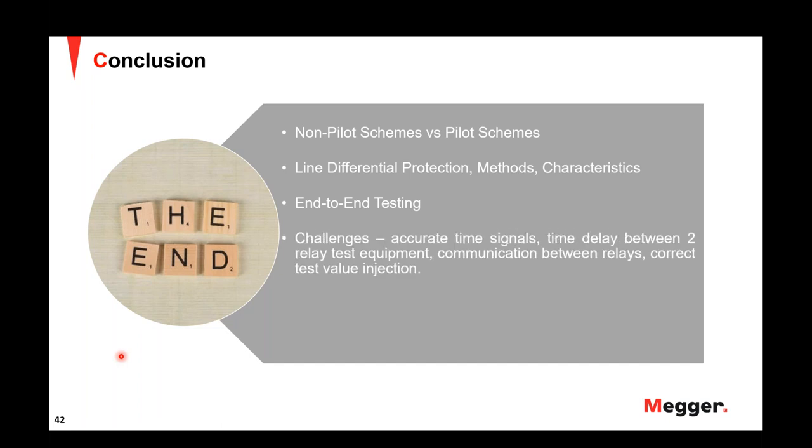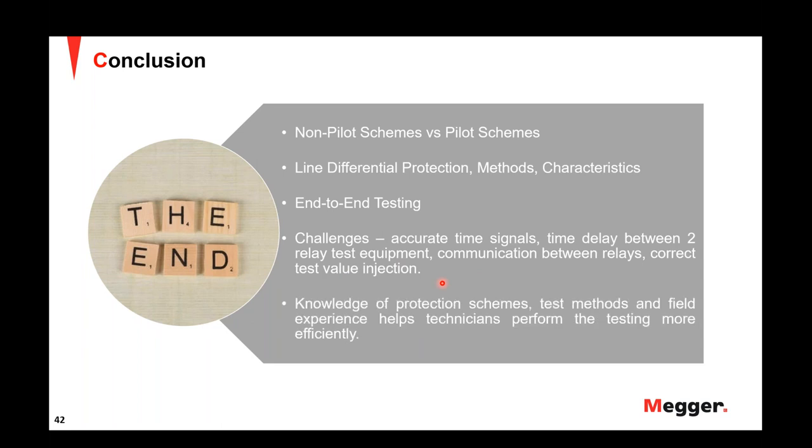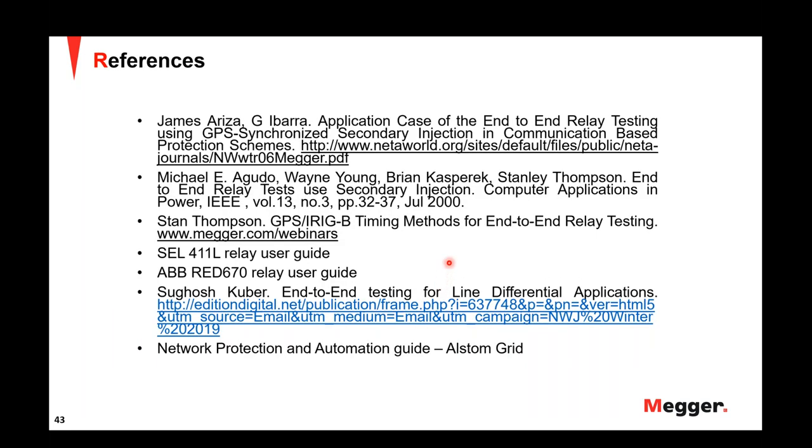And then we discussed how to perform the actual testing of the alpha plane characteristic. Different tests were discussed today, and also the challenges: you could have a time delay between two relay test equipments, communication between relays, and test values and test scenarios that are set up for testing. Lastly, I'd like to say that knowledge of these protection schemes and test methods, and field experience, definitely helps all of us perform this testing more efficiently in the field. That concludes my presentation.